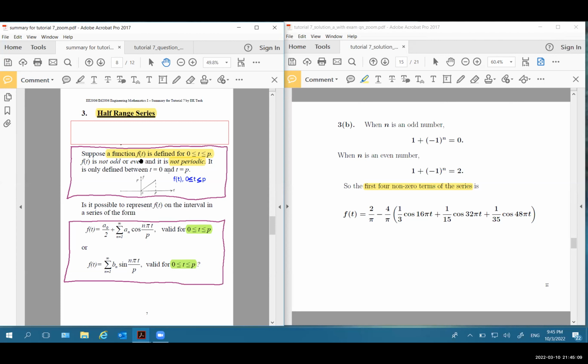Now, suppose we have a function f(t). It is defined for t from 0 to p. This function is not periodic. Actually, odd or even or not doesn't matter. The main thing is it is not periodic. So it's only defined between 0 to p. Now, it is not periodic. That means you cannot talk about the Fourier series, because Fourier series is for periodic function. So if this thing is not periodic, you cannot write down a Fourier series.